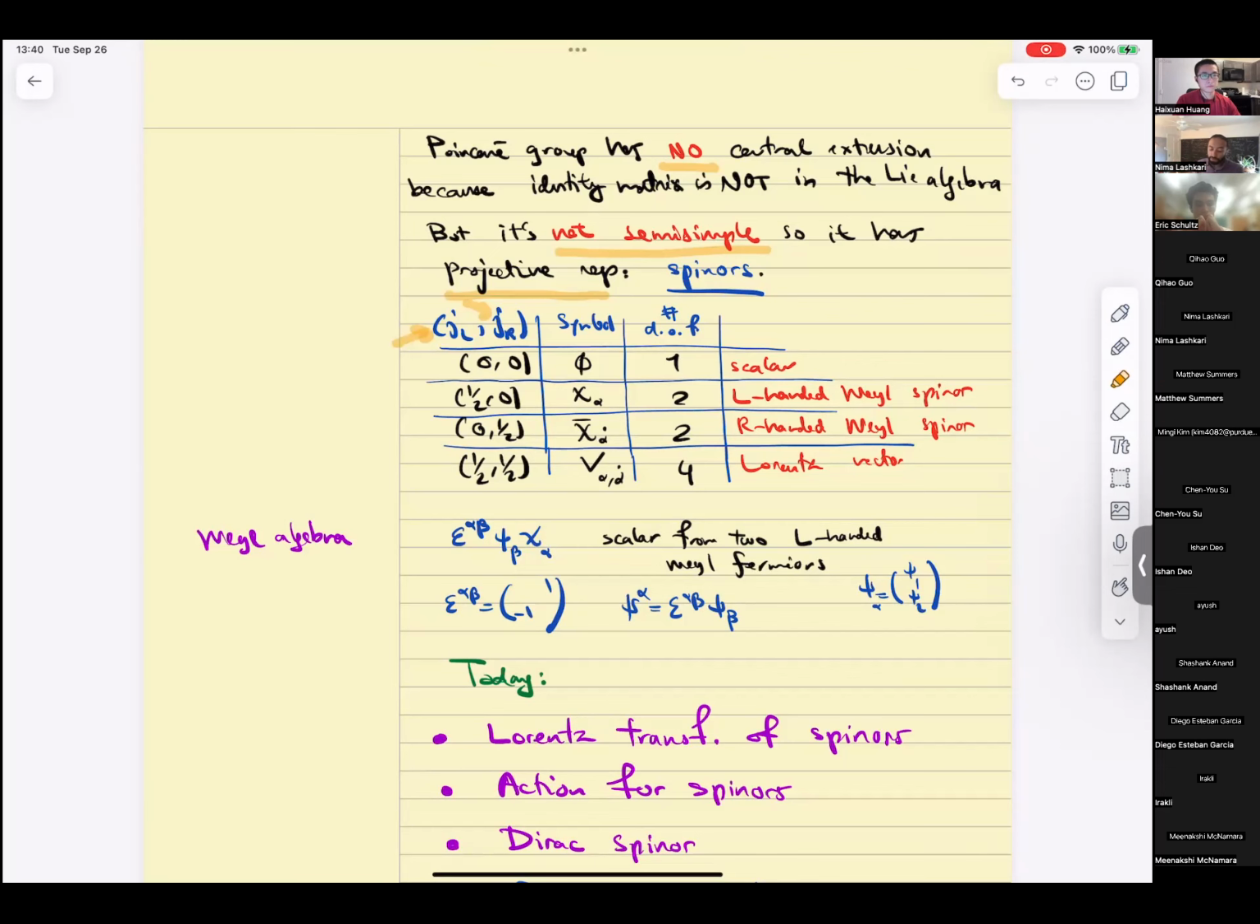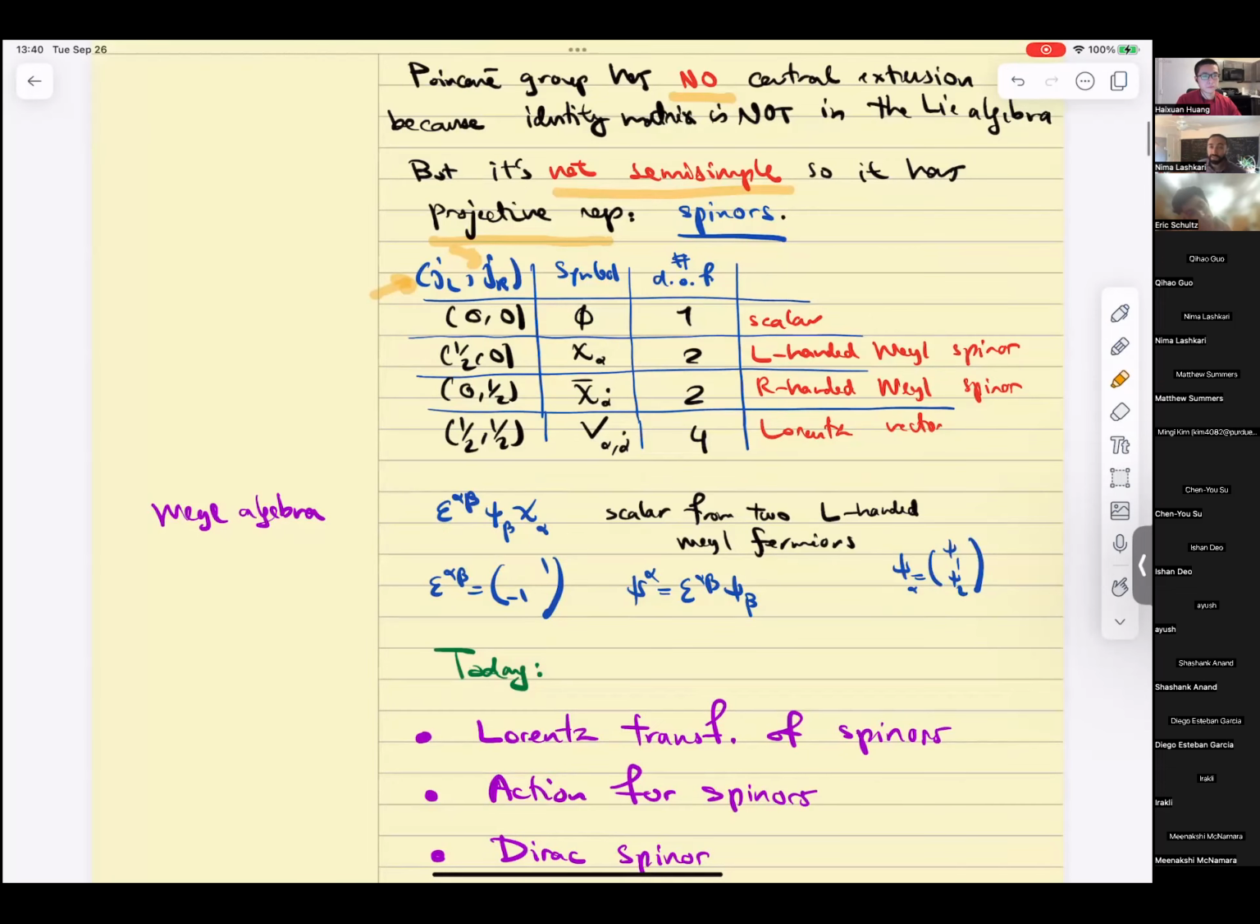All right, so the (0,0) representation is a scalar. It has 1 degree of freedom. It's a Lorentz scalar. The (1/2,0) is a left-handed Weyl spinor. We use this notation for it. The (0,1/2) is another Weyl spinor, the right-handed one. They each have 2 degrees of freedom, and we usually use this notation to distinguish between left chirality and right chirality. Then we have the (1/2,1/2) representation, V alpha alpha dot.